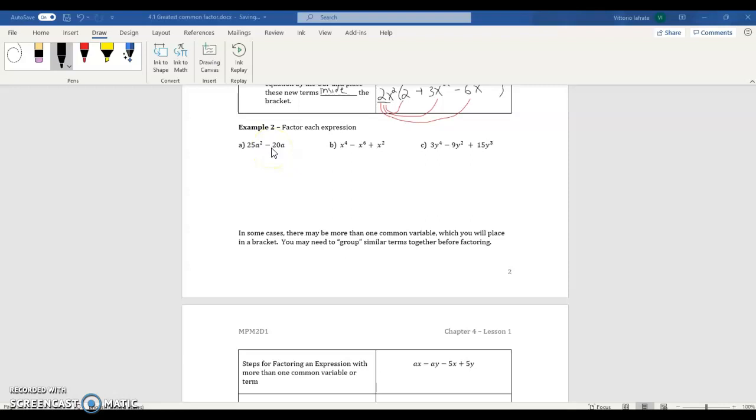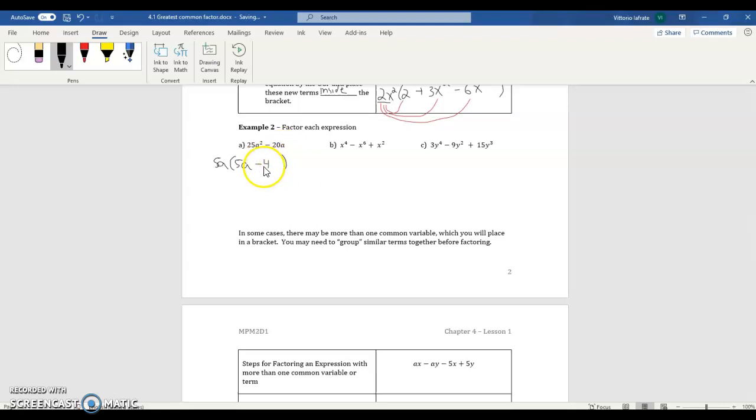Looks to me like the greatest common factor in this case would be coefficient-wise 5, and then variable-wise a to the power of 1. And then we're going to take that out of every term by dividing every term by 5a. So 25 divided by 5 is 5, and then a squared divided by a is a. Minus 20 divided by 5 is minus 4. And then a divided by a, well, that's a to the power of 0, which is just 1. So we have 5a minus 4.